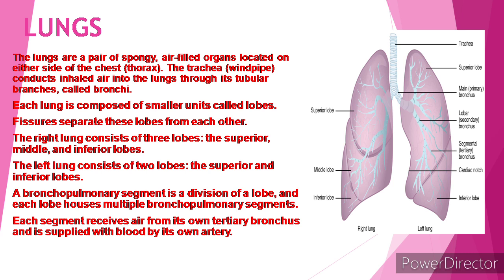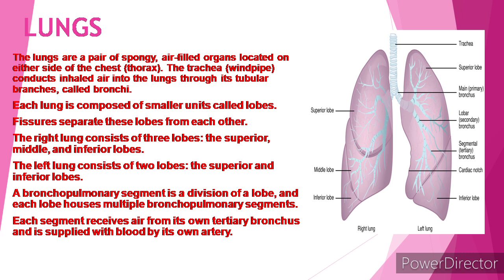And the trachea, also called the windpipe, conducts inhaled air into the lungs through its tubular branches called bronchi. Each lung is composed of smaller units called lobes, and fissures separate these lobes from each other. The right lung consists of three lobes, the superior, middle, and inferior lobes. And the left lung consists of two lobes, the superior and inferior lobe.